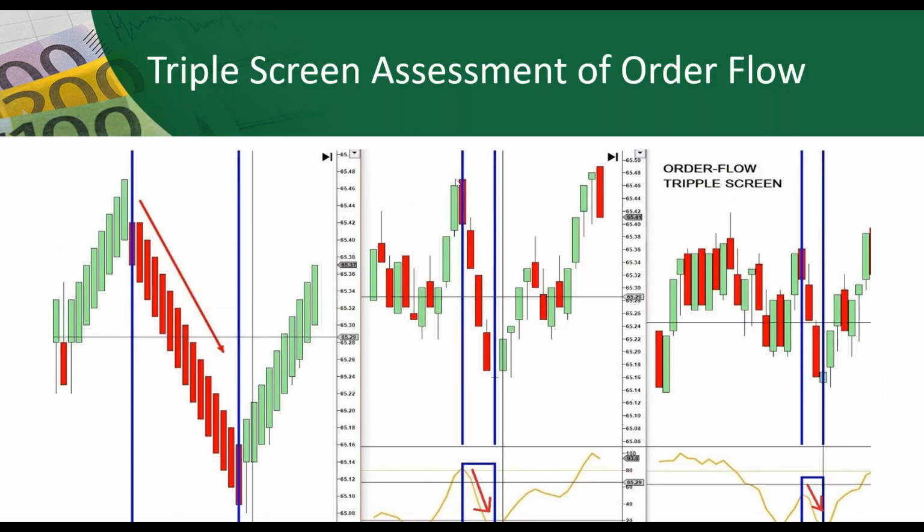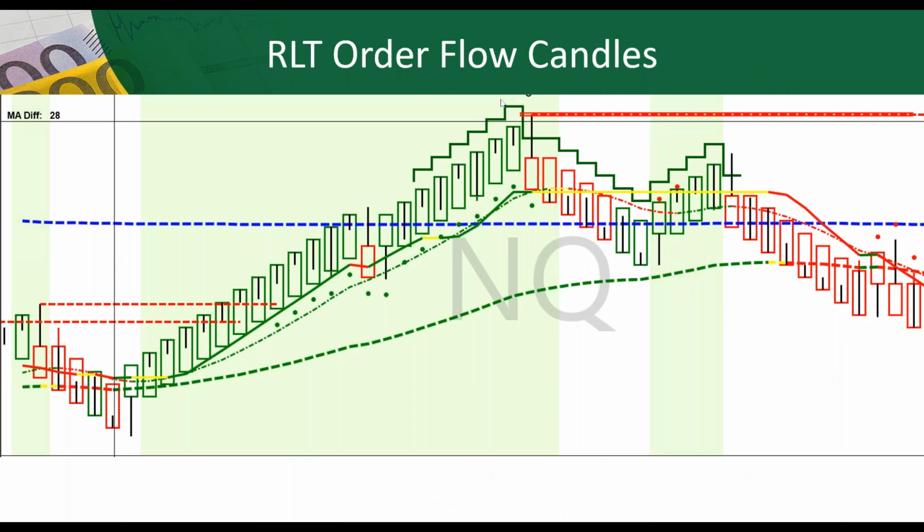So what we did is we came up with different order flow candles. What I mean by triple screen assessment of order flow is we need order flow going in the same direction on 3 time frames. So our order flow candles look like this.